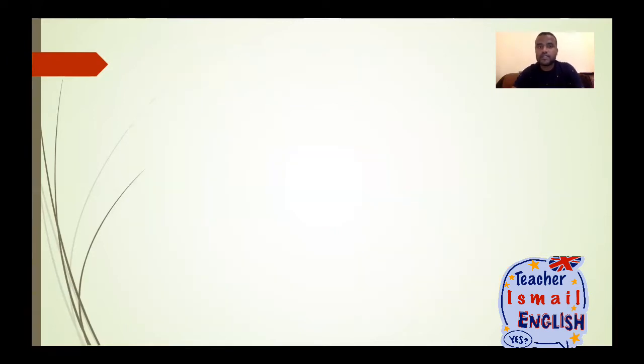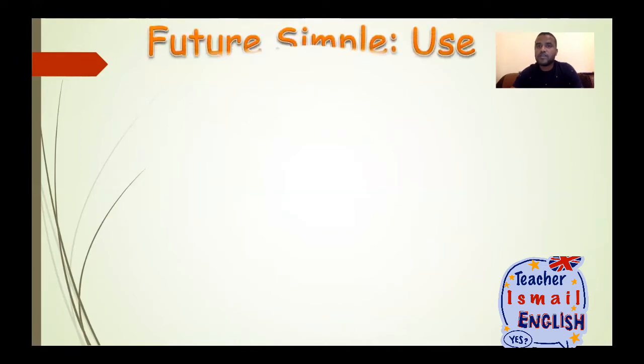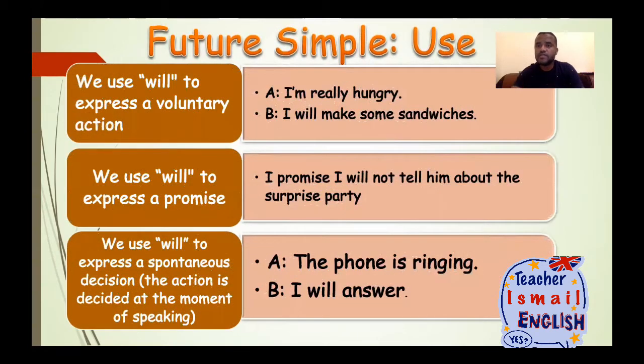Okay, so we're going to start with will, and we are going to cover the functions of will. When are we going to use will in the future simple? First, we use will to express voluntary actions, like when we give an offer. For example, I am really hungry. I will make some sandwiches. This is a voluntary action.